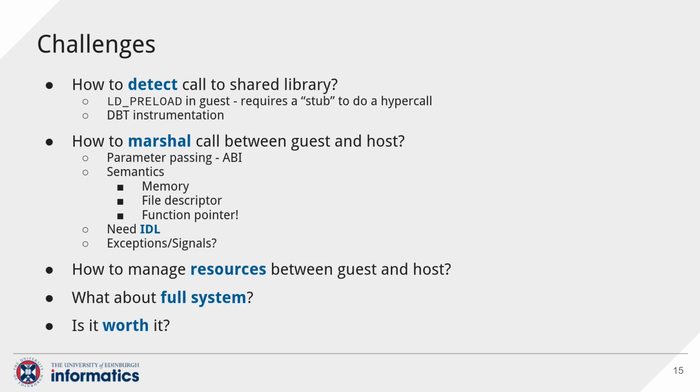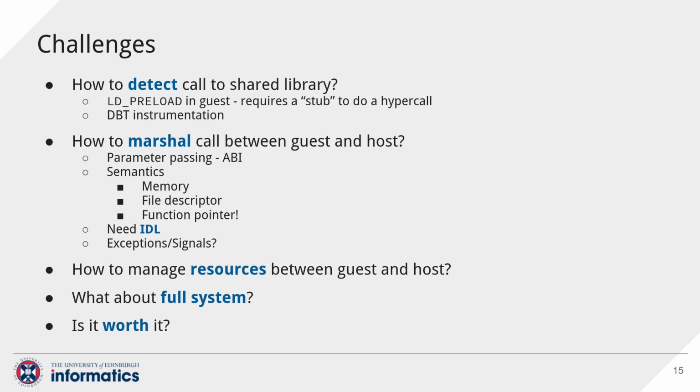We need to describe the functions that we want to paravirtualize and say what their arguments look like and what the semantics of those arguments are. And how do we support exceptions and signals? If native code throws a signal or throws an exception, how do we actually propagate that back through to the translated guest machine? Another question is how we actually manage the resources between the guest and the host, and in particular this will be memory. If the guest has allocated memory, how do we make sure that the host has access to that at the right point?